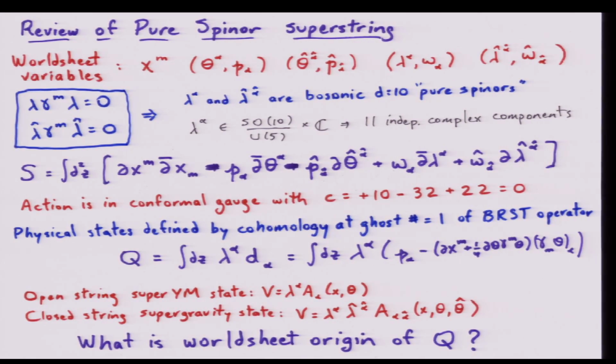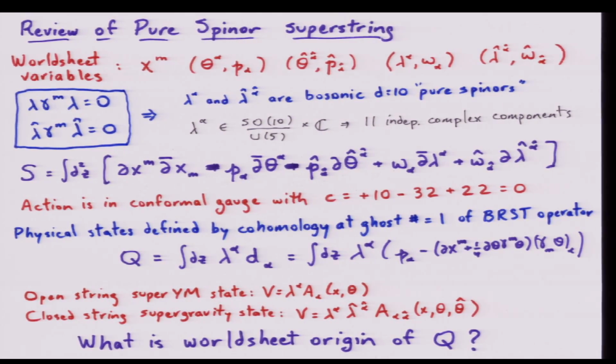So a natural question is, where does this BRST operator come from? So naively, you'd want to get it from gauge fixing something. And so the natural thing to try to do is to get it from Green-Schwarz, where d alpha is the constraint and lambda alpha is the ghost. So a question that I'll address in this talk is, what is the origin of this Q?